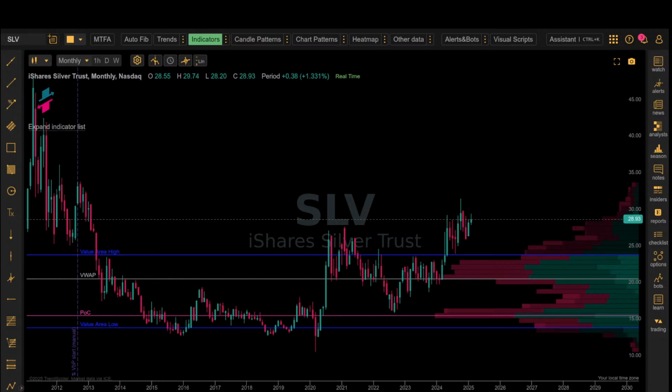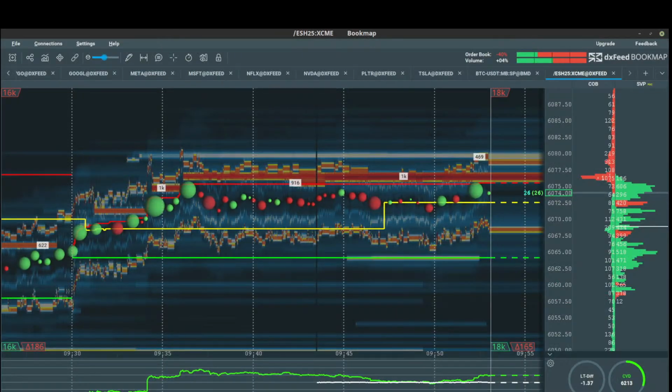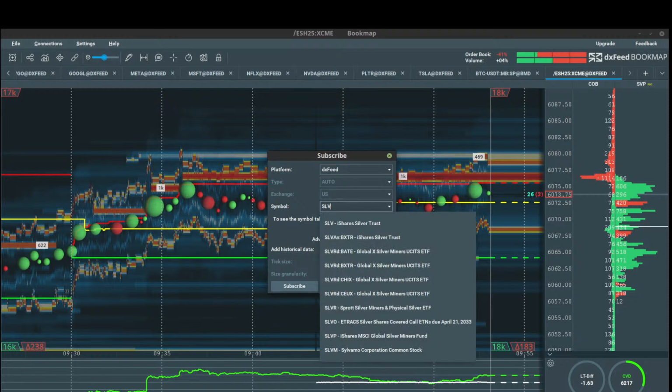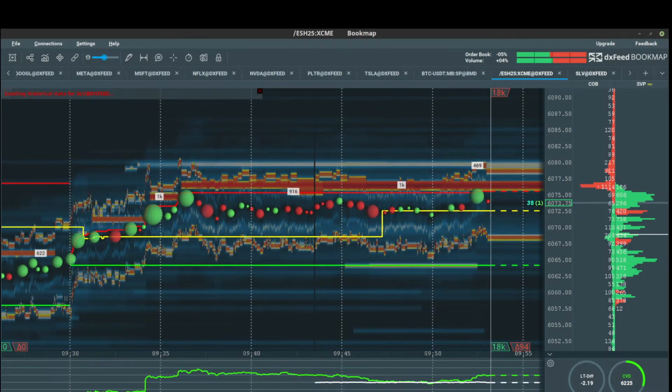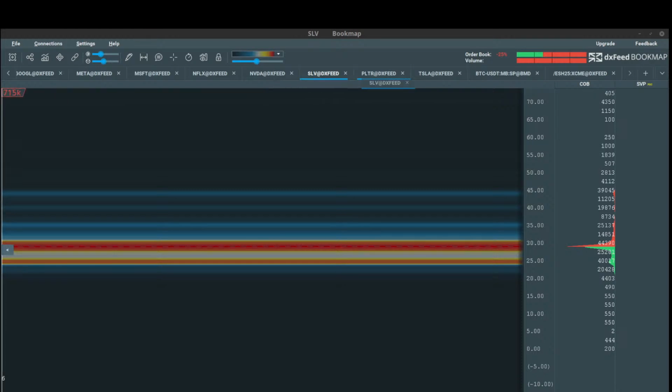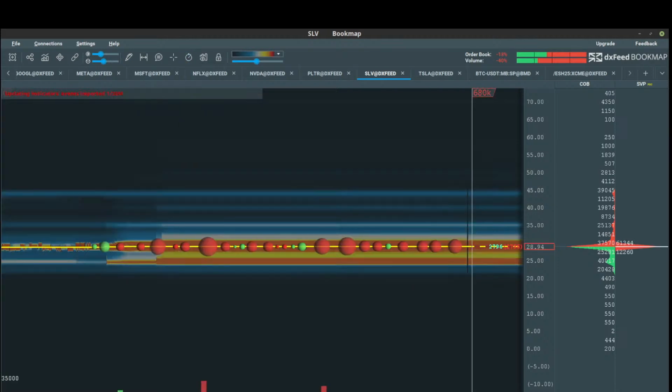Now let's pull up SLV inside Bookmap here. We're just going to do a 3-hour backfill. Can we also look at gold? Yeah, absolutely.